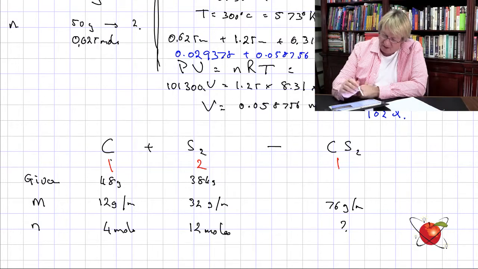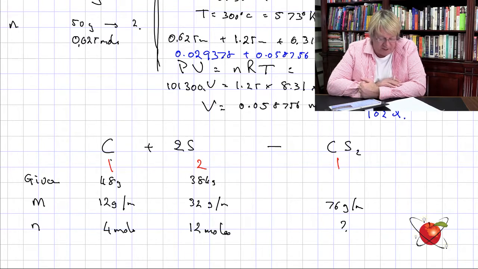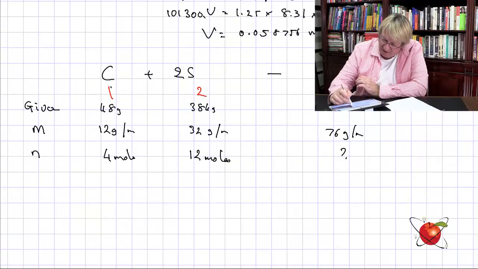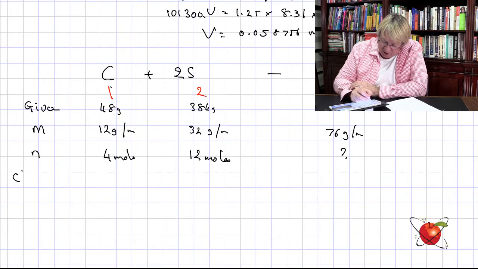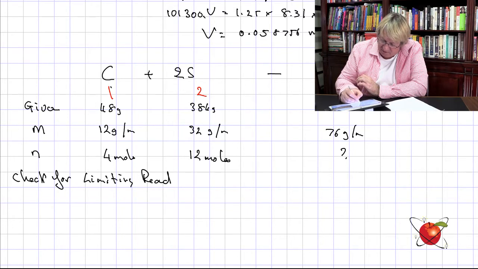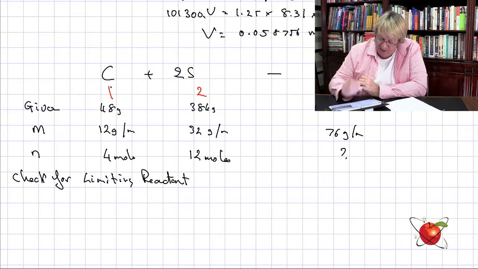Alrighty then. My bad. I put the S2 there. Sorry about that. A 2 is over there. So what have we got here? We've got 4. Now we have to test ourselves and say, is there a limiting reagent here? So into our process, we now want to put a check for the limiting reactant or reagent. How do we do that?